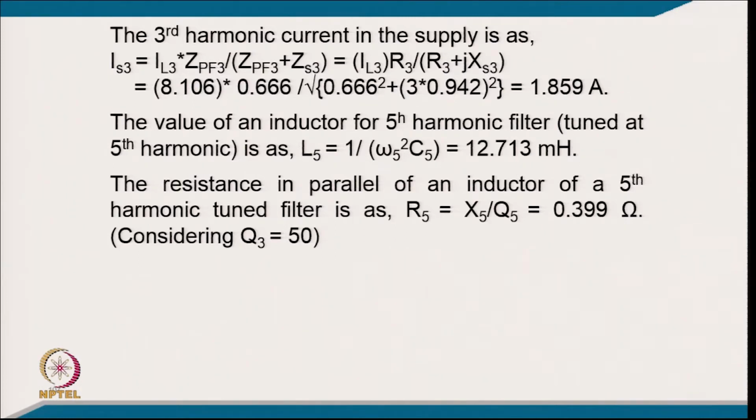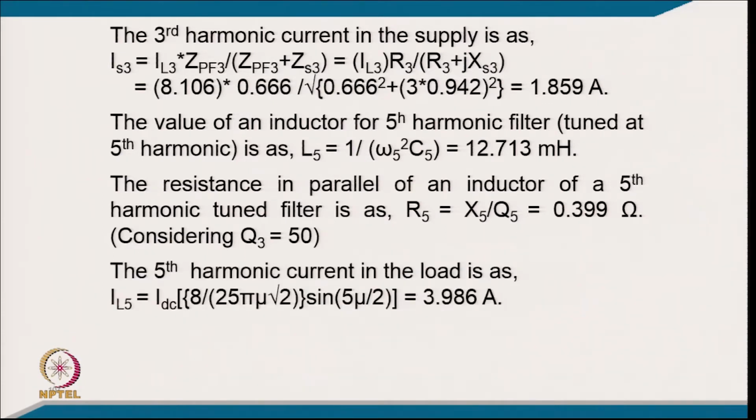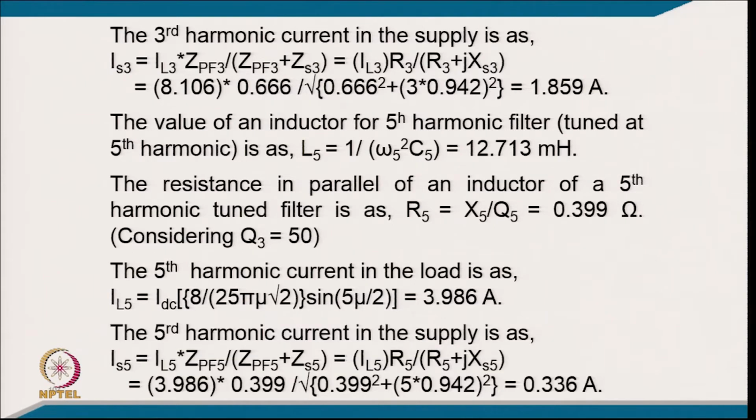It comes 0.399 ohm, and the fifth harmonic current in the load, from this relation for n equal to 5, comes 3.986. And the fifth harmonic in the supply current, from the impedance relation IL5 times ZPF5 upon ZPF5 plus ZS5, gives the value 0.336.